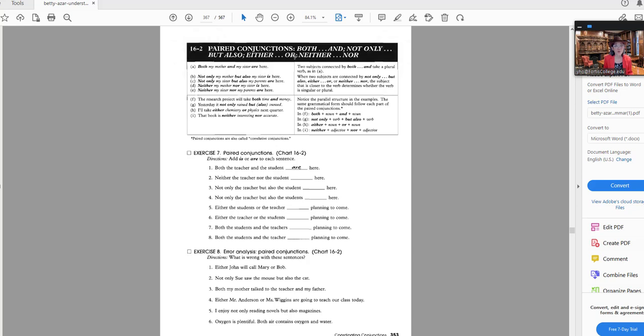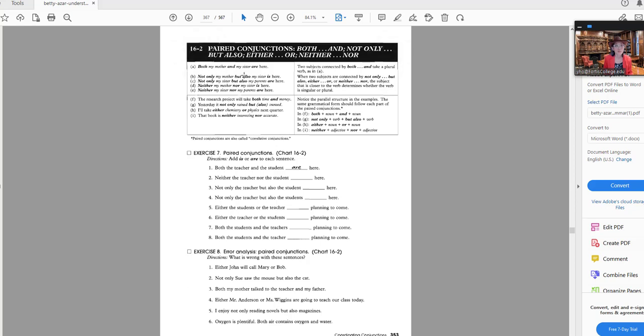And so when you have paired conjunctions, two subjects connected by both and take a plural verb. So when you have both my mother and my sister are here, when you combine two subjects with the paired conjunction both and, that takes a plural verb, because a plural subject, mother and sister, takes a plural verb. So that's subject-verb agreement.